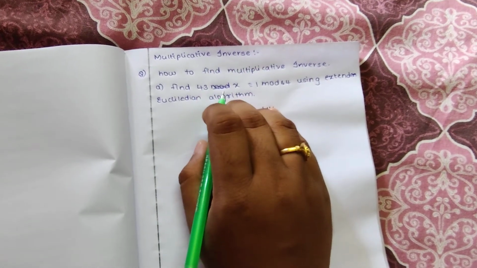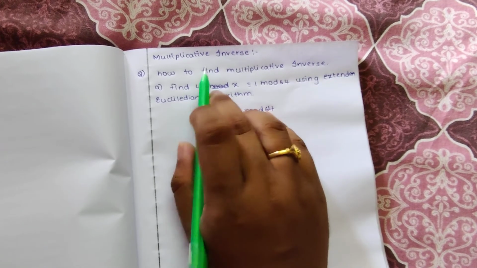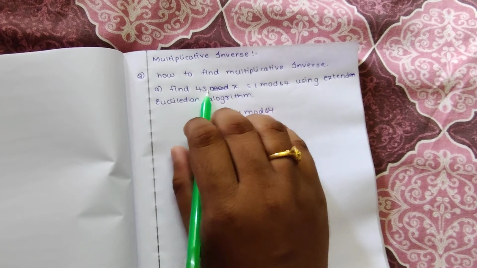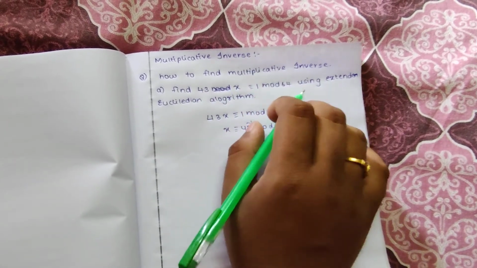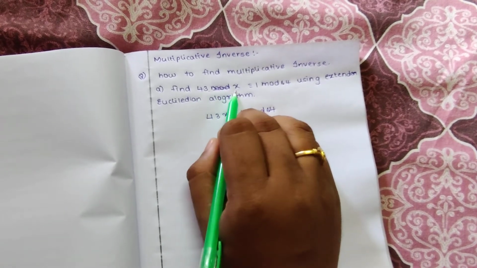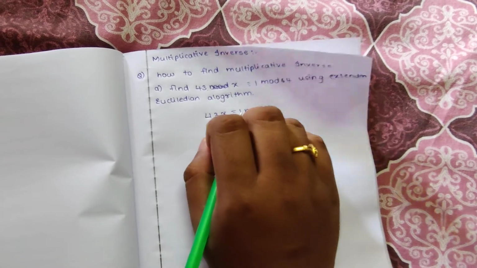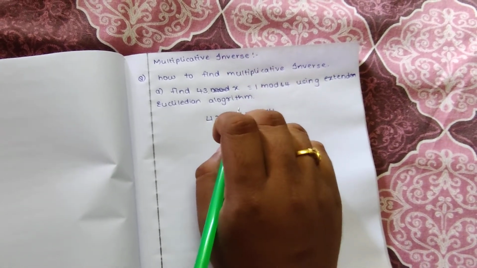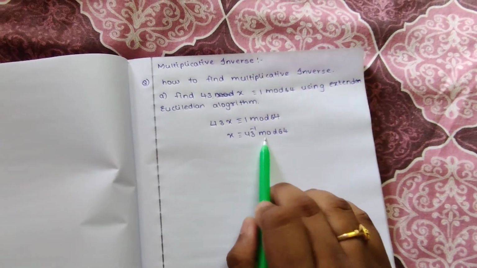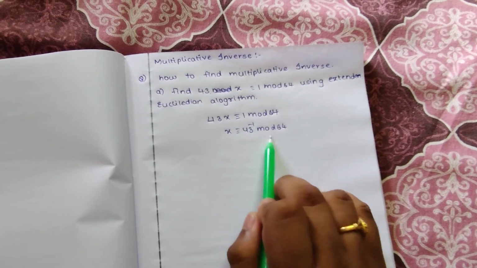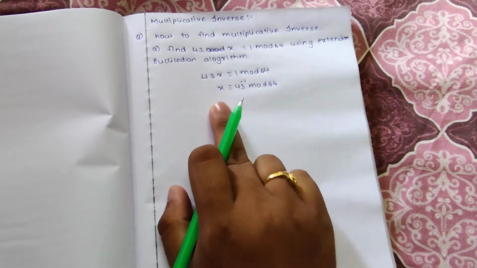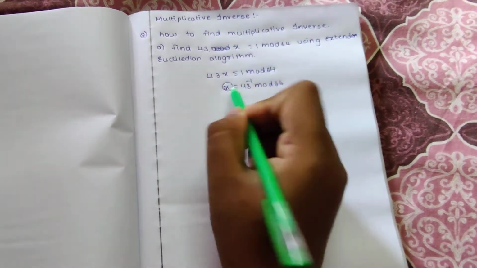In the last video we learned how to find a multiplicative inverse. Now in this video we find the multiplicative inverse using the extended Euclidean algorithm. The question was 43x congruent to 1 mod 64. Multiplicative inverse means we have to find x congruent to 43 inverse mod 64. If the question is in this way, how do we find this x value?